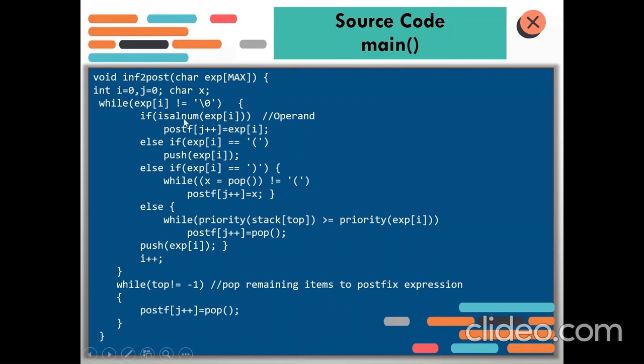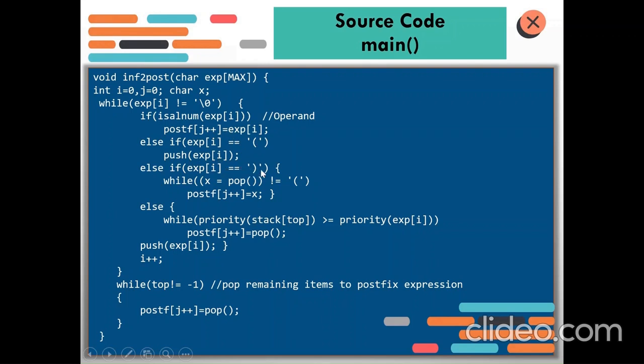Expression[i] is the current input symbol from the infix expression. In this case, if we are starting the process, i would be 0. So it would be the 0th character from the infix expression. And we are checking whether it is an operand. In that case, it would be added to the postfix array, for which we have kept j as the iterator. So an operand when encountered, we have inserted that into the postfix expression. And if it is an opening bracket, then you push it onto the stack.